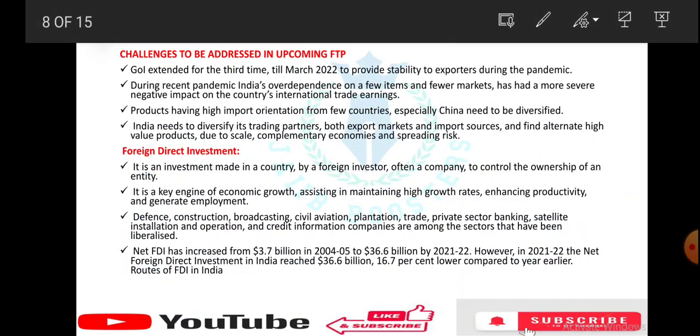Next, challenges to be addressed in the upcoming FTP. We have earlier discussed that the RoDTEP was extended for the 3rd time, providing stability to exporters during the pandemic. Also, products having high import orientation from a few countries, especially China, need to be diversified. India needs to diversify its trading partners, both export markets and import sources, and find alternate high value products due to scale, complementary economies, and spreading risk.